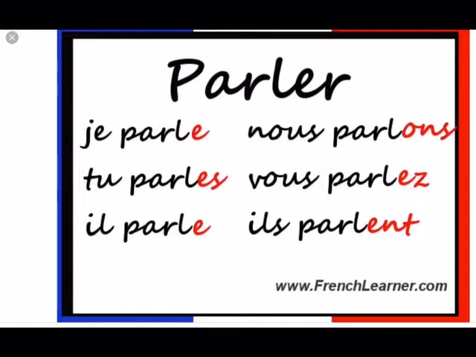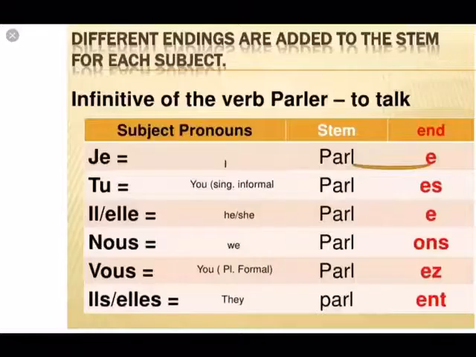Here you can see the verb parler again. Parler means to speak. And on the screen, we have the different conjugations. For example, je parle, I speak, tu parles, you speak, il parle, he speaks. You can see the endings in red have changed. The verb originally ended with an ER, but we've removed the ER and then we've added different endings.